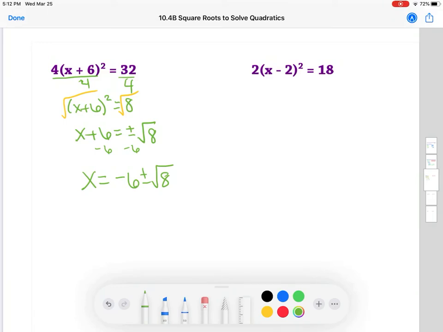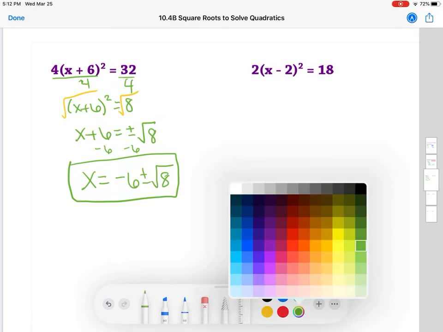I don't have my calculator handy. You can type in those decimals, or get those decimals on your own. I'm going to leave my answer like that for right now. All right, let's talk about another one.